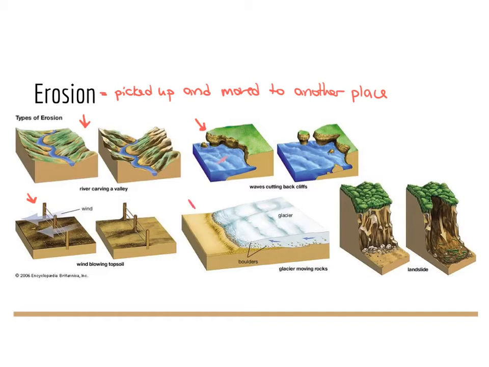This glacier rubbing against a rock, if it abrades that rock, that's the weathering process, so the actual physical breaking up of the rock. But then that glacier actually moving the rock pieces away is the erosion process. And then landslides are going to be a much more extreme version of this erosion process.